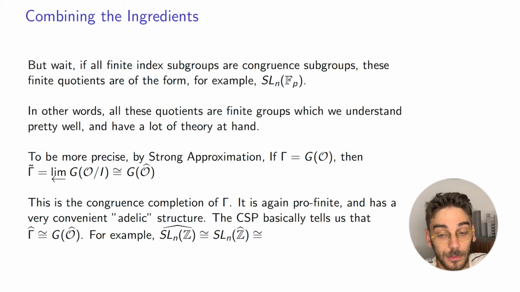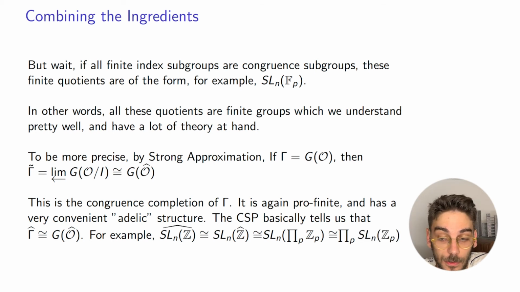So for example, the profinite completion of SLN Z is isomorphic to SLN of the profinite completion of Z, which you might know as the product of all Zp, where Zp is the p-adic integers. This is isomorphic to the product of all of these SLN Zp for all primes.